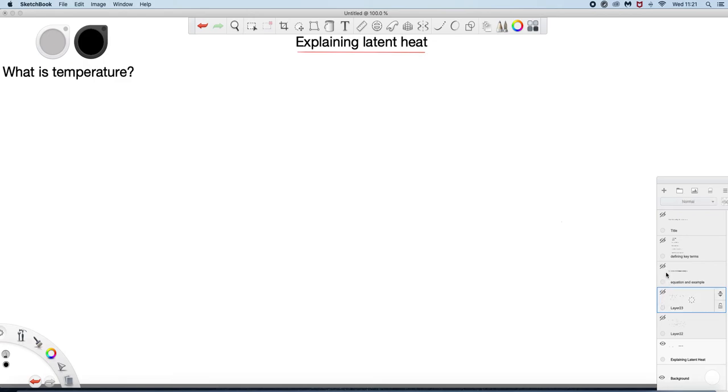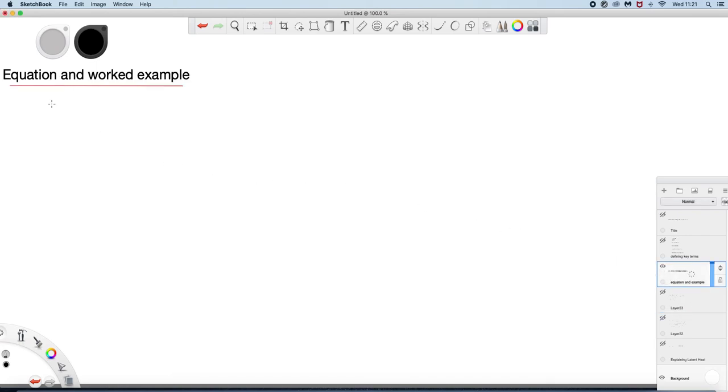Let's then look at the equation. You'll be familiar with the specific heat capacity equation. So the energy required to change 1 kilogram of solid at its melting point into liquid without change of temperature would be the specific latent heat of fusion. If you had 2 kilograms, you'd need twice that much. If you had m kilograms, you'd need that much. So that is the equation for latent heat of fusion.